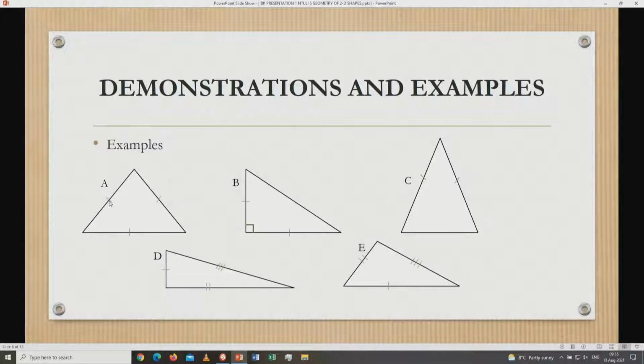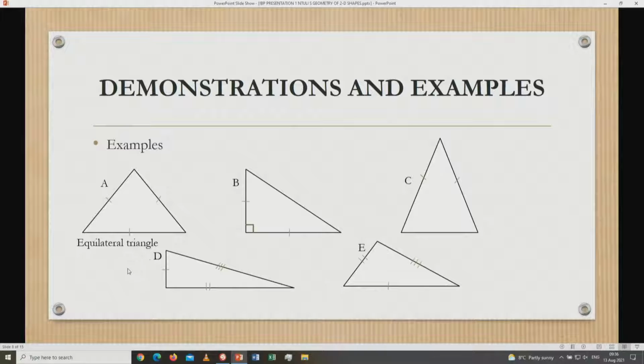Triangle A, because there is only one marking. These markings in this triangle mean that all sides of this triangle are equal. All sides in this triangle are equal. So remember from the vocabulary there, guys, a triangle that has got all sides equal is called what? We call it an equilateral triangle. It means that all sides are equal.